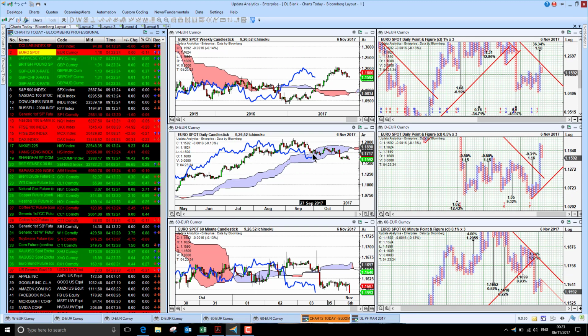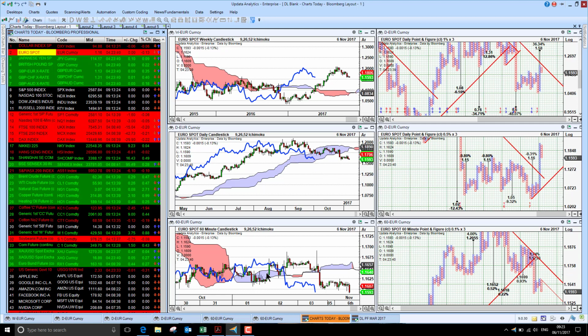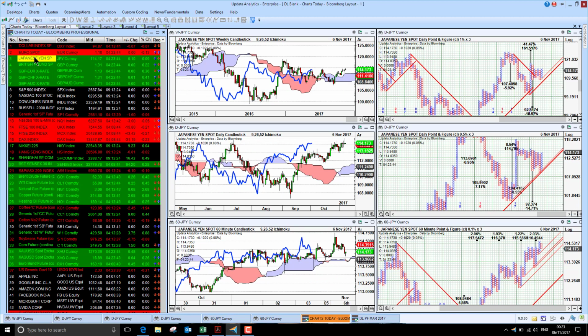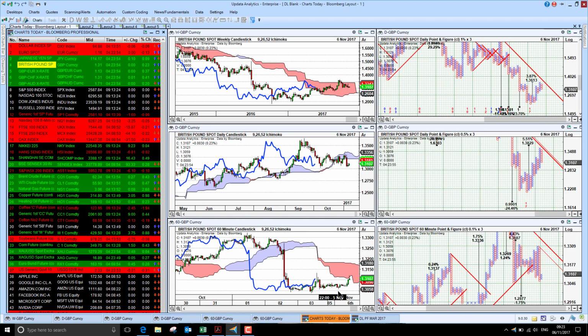As the dollar is coming out of the cloud, the euro-dollar is now coming below the cloud on the short-term chart, and we're looking a little bit more bearish here as well. If we look at the Japanese yen, we see the dollar strength showing through with the chart bullish in all three time frames.